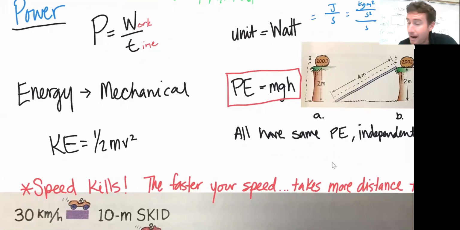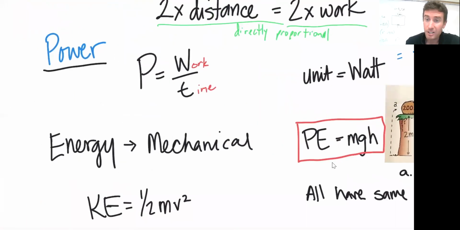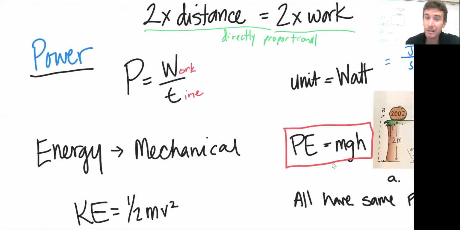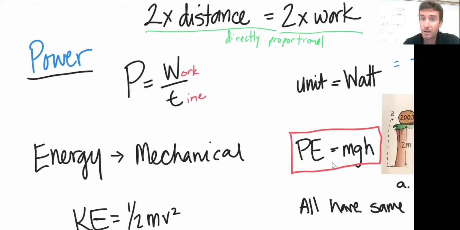The big idea with power is that sometimes all you care about is how much work you're doing, how much energy you're putting out, and sometimes it really matters how fast you do it. For example, when you're exercising, if you walk 2 miles or you run at a sprint for 2 miles, you've done the same work. You've moved your body, the force, over the same amount of distance. So that's the same amount of work.